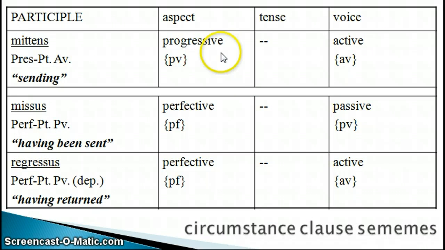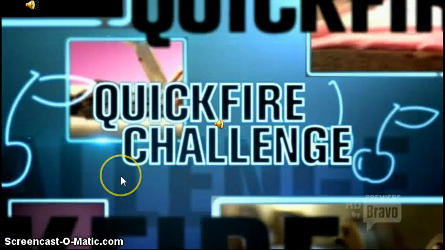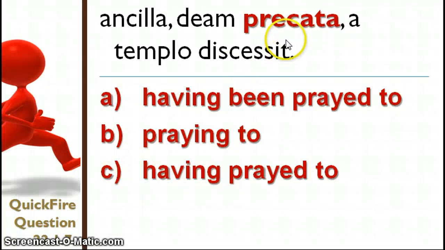So as you can see, a normal present active participle would be progressive and active, while a perfect passive participle for all full verbs would be perfective and passive, having been sent. But if it's deponent, it's perfective active, having returned. And here we have the slave girl having prayed to the goddess. Notice the participle precata, it's modifying ancilla, nominative, feminine, singular. And it's from the verb precor, so it's having prayed.